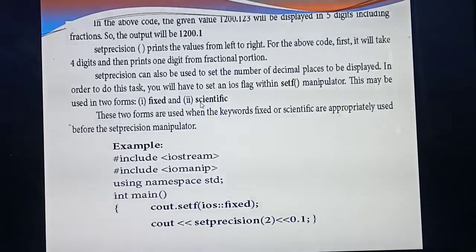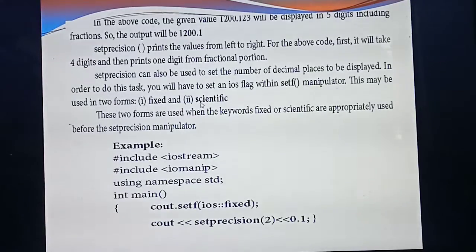Understood? So first, what's the meaning of setprecision? It will display the number of digits you have given inside the setprecision. Based on that, it will display the number of digits. Setprecision can also be used to display the decimal point. That means after the decimal point, how many digits need to be displayed. That also you can set by using which manipulator? The setiosflags manipulator. Understood? So this manipulator can be used along with 2 forms, with the ios flag. What are they? Fixed form as well as scientific form.